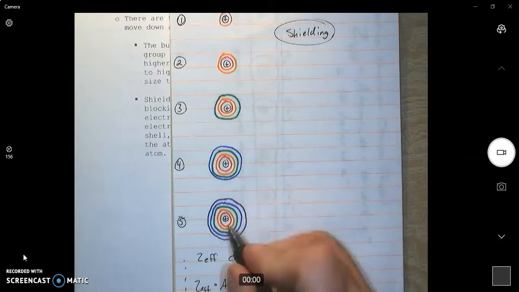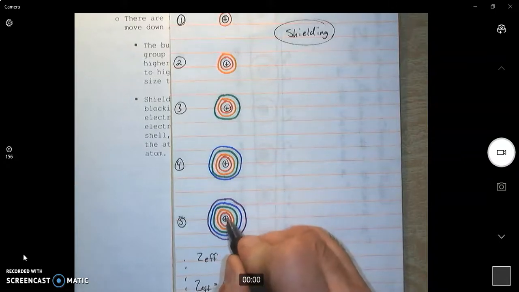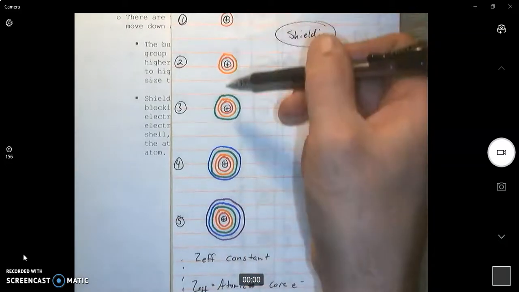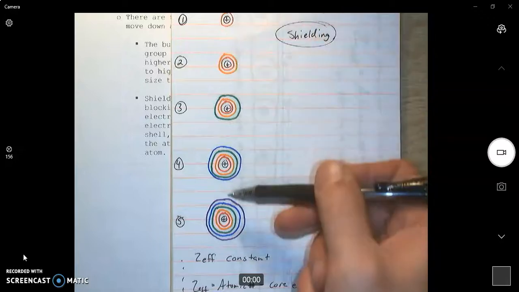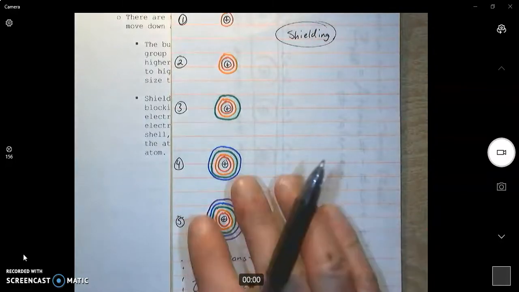It's the same thing with the nuclear charge. Even though the nucleus is bigger, we have more core electrons to interfere with it holding on to its valence. So as we go down, adding layers makes more shielding, makes the atoms get larger. The atomic radius increases as we go down.